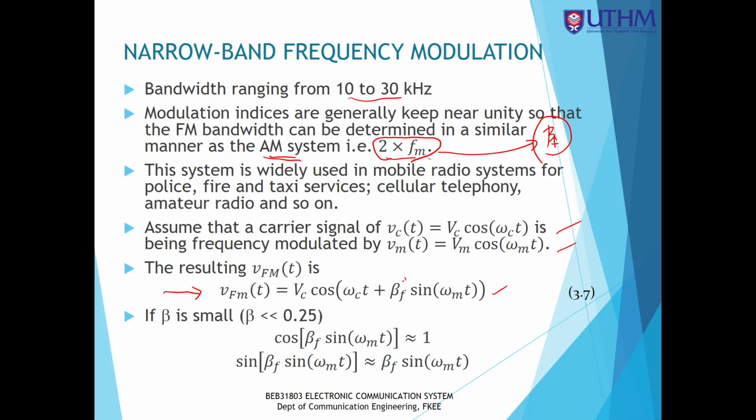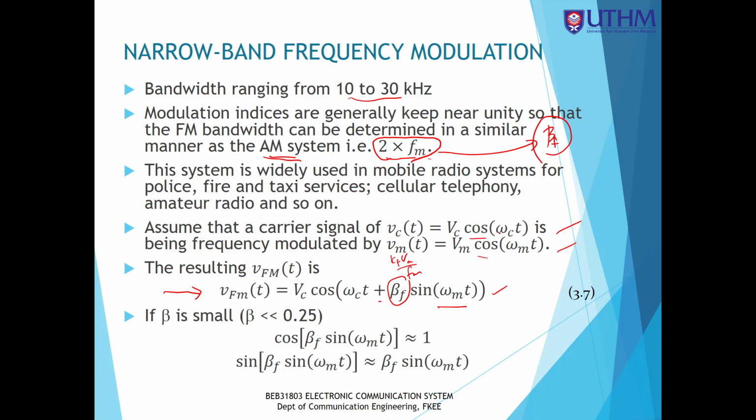We have seen this equation previously. So this beta F is actually Kf Vm over Fm, or Kf Vm over 2 pi Fm, depending on the unit of Kf. Normally we use Kf Vm over Fm for the beta F. Then sin omega Mt. You see that this is positive because we use both cos and cos.